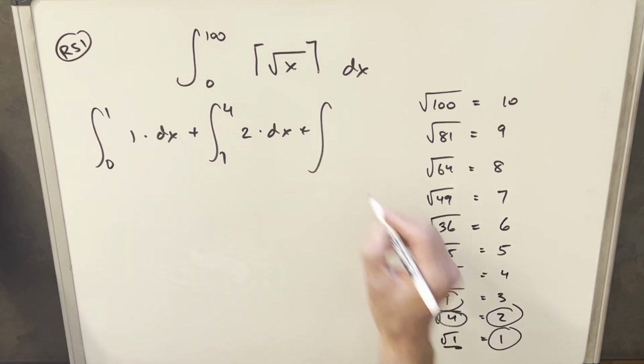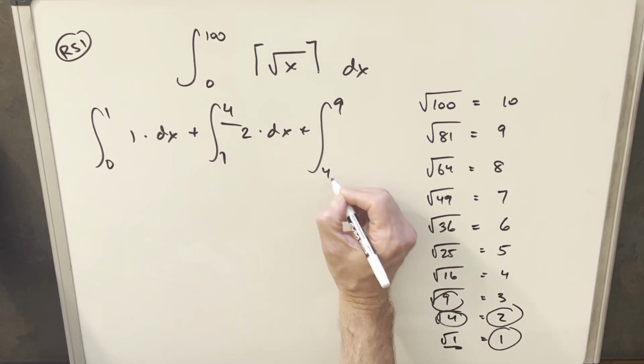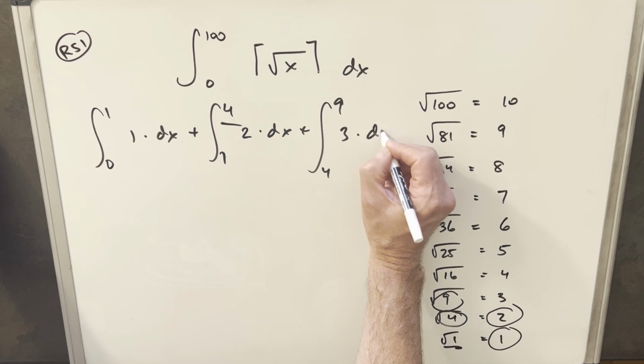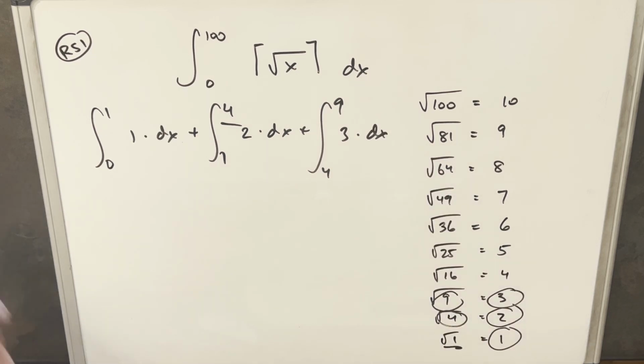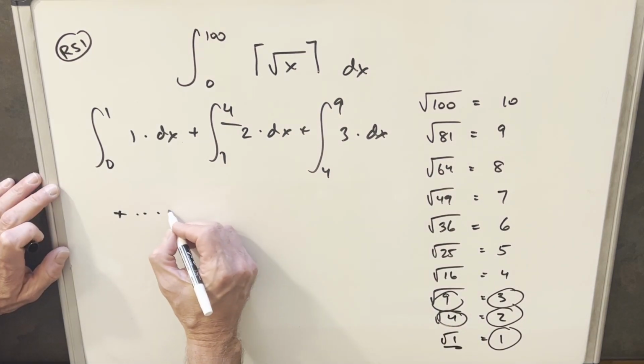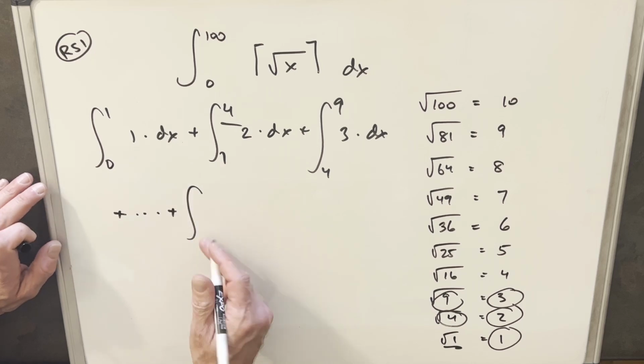Similarly, if we look from 4 to 9, we're just going to be integrating this value here, 3 dx. Now, I won't go through all these values because it's kind of a lot, but we'll look at our last one.